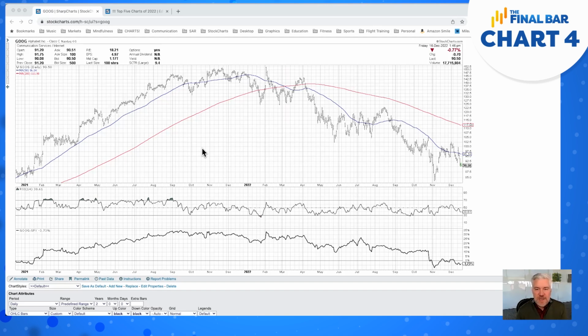Now, think about what the market was like then, right? We're in a clear uptrend phase. Now, fast forward a little bit to the end of the year.